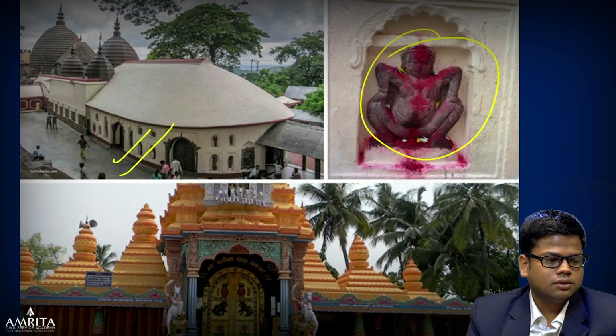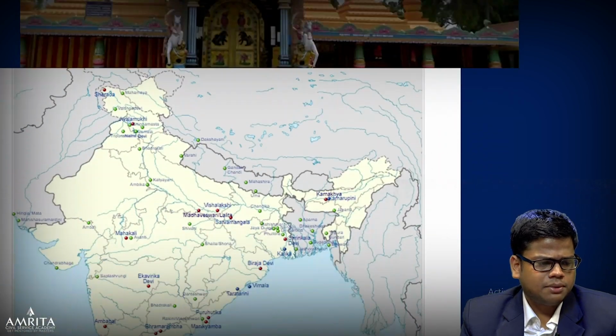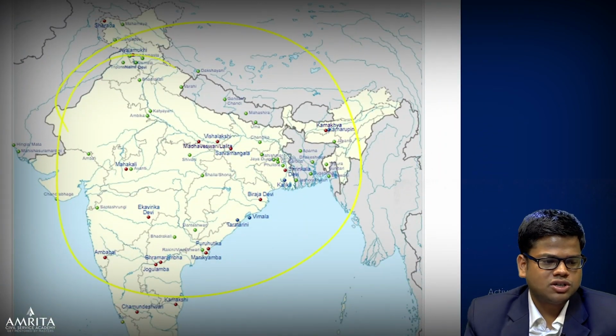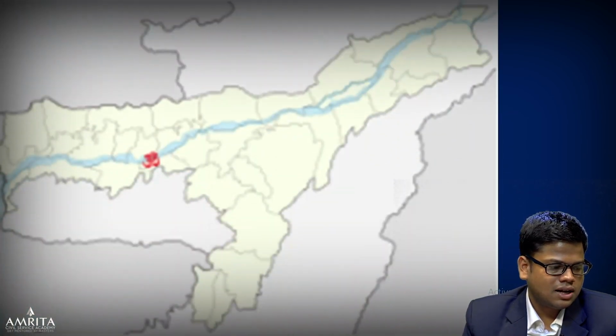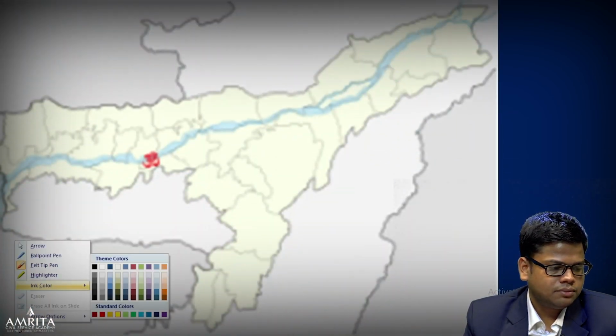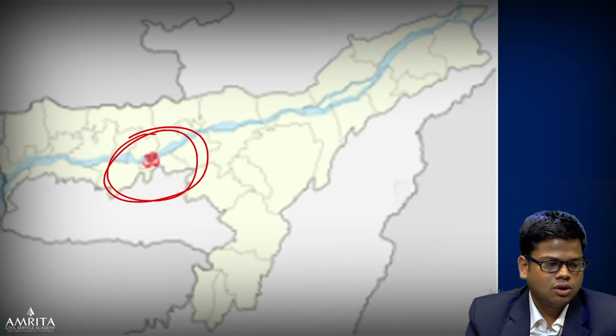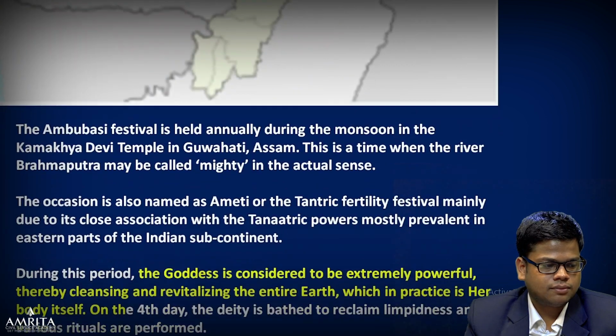So it is the Kamakhya temple. Location, these are the different locations. Kamakhya location you can see here. We see in the Assam the location of Kamakhya. Here is the location of Kamakhya, on the bank of the Brahmaputra, Guwahati.